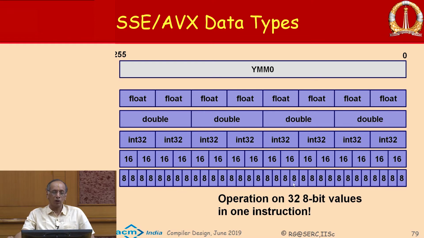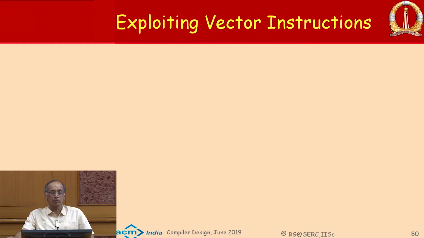Now, this is all fine. Architecture provides you all these features, but programmers do not write code like this. You still have to take the code for I equal to 1 to 10, A of I is equal to B of I plus C of I. How do I generate code for this? That is the problem that we are trying to talk about.